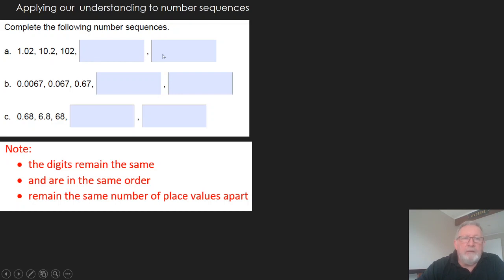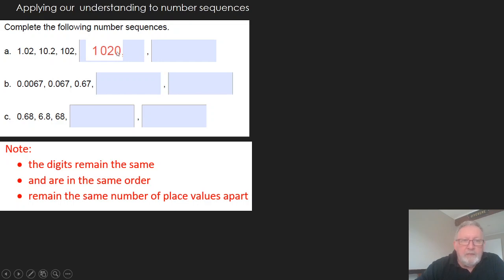So continue the pattern by going up one place value for A. See if it's the same for B and C. Have a go, pause the video and see how you go with this different understanding of powers of 10. All right, do so now. All right, let's see how well you've applied your understanding. All right, so the 1, the 0 and the 2 are in the same order.